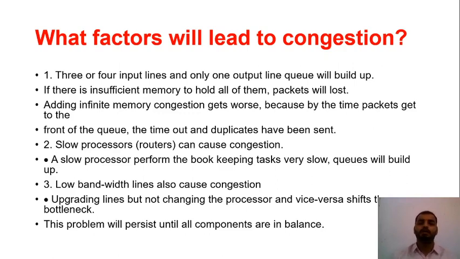Now what factors will lead to congestion? Three or four input lines and only one output line will cause queues to build up. For instance, there is only one clerk and there are 7 lanes of people coming simultaneously. This will create congestion. If there are 5 lanes and 5 people, the flow will be efficient. If there are 2 lanes and 1 person, then also the output will be very efficient. If there are 7 lanes and only one outcome, then it will create congestion. If there is insufficient memory to hold all of them, packets will be lost.